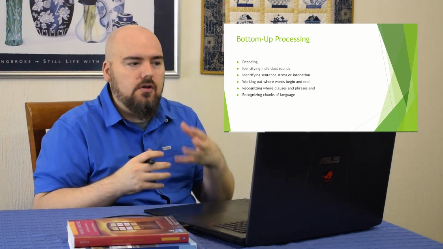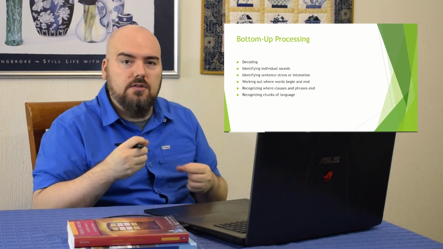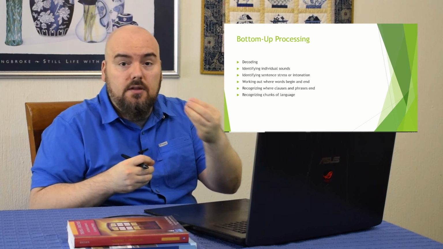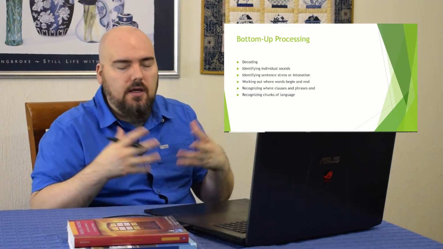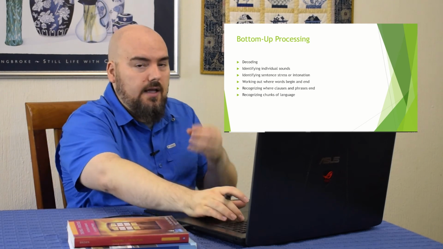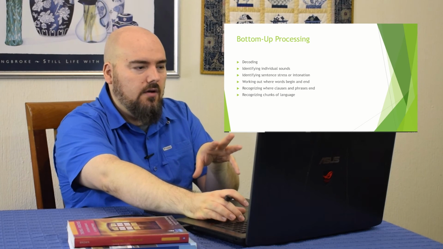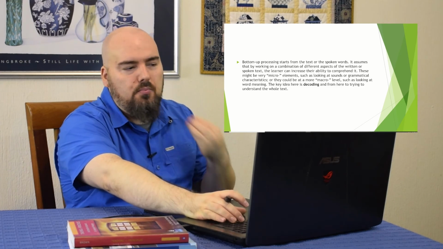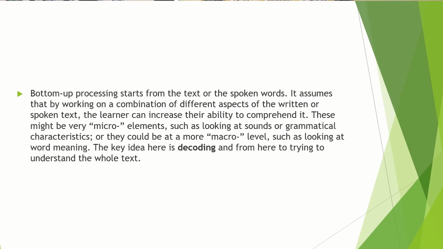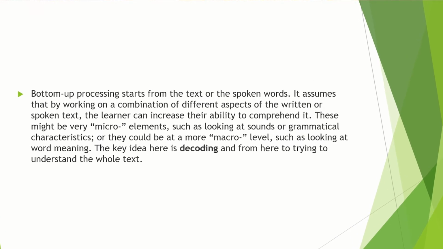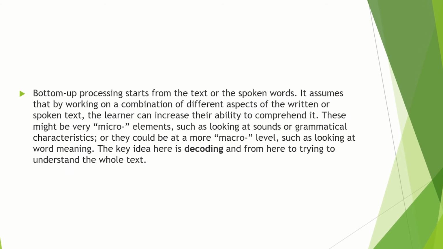And what are those trees? Those trees would be intonation or individual sounds if we're talking about speaking. And they would be letters and grammatical structures if we're looking at reading. Also, in speaking, the grammatical structures. But we're looking at the units, but we're not necessarily looking at the whole story, right? So bottom-up processing starts from the text or the spoken words. It assumes that by working on a combination of different aspects of the written or spoken text, the learner can increase their ability to comprehend it.